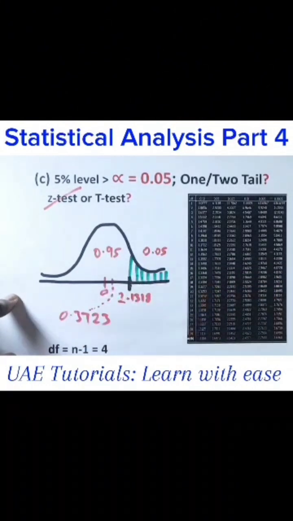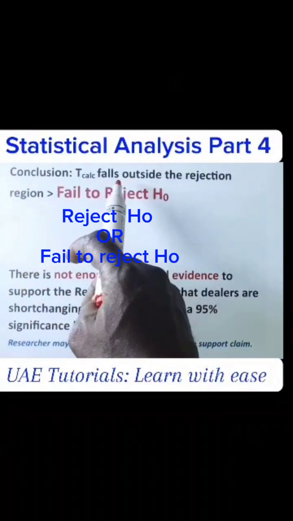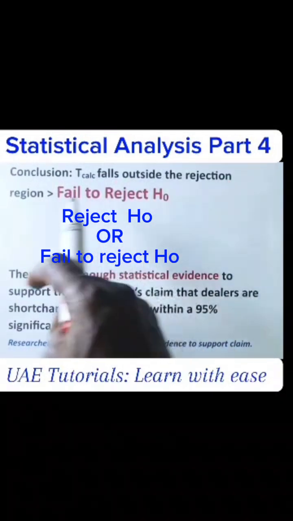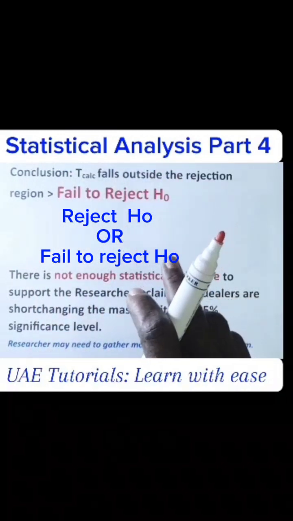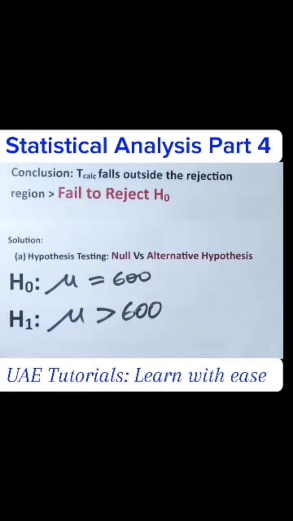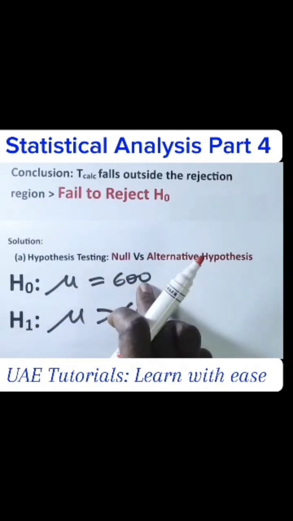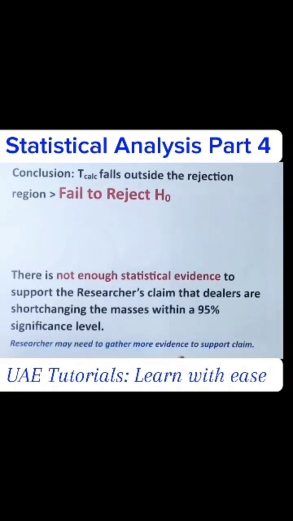So we can now come to our conclusion. The conclusion is that t calc falls outside the rejection region, and what that tells us is that we fail to reject H naught. Remember, H naught is 600, while H1 should be greater than 600. But from what we have solved, we fail to reject H naught, meaning there is not enough statistical evidence to support the researcher's claim that dealers are shortchanging the masses within a 95% significance level.